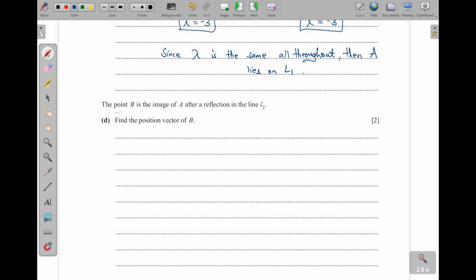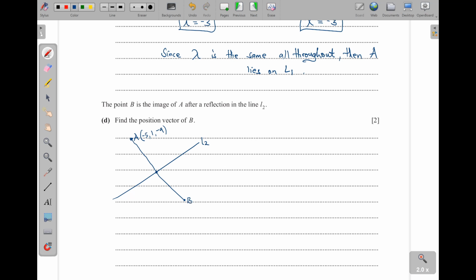Then next they are saying point B is the image of A after a reflection in the line L2. Find the position vector of B as our part C. Now, let's say this is the line L2, and I have a point here, then there is that line there. If this is point A, which is actually (-5, 1, -9), as we have seen up there, then in the reflection, this distance here must be equal. So the object and the image must be equidistant from the middle line.